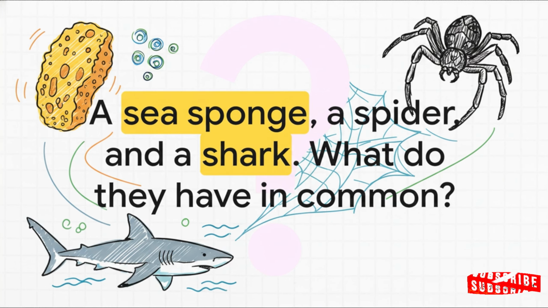You've got the sponge, which is basically just a colony of cells. Then there's the spider, with its creepy, crawly, jointed legs and that hard exoskeleton. And a shark, a super powerful predator. They seem worlds apart, right? But here's the thing. They all belong to one giant family, the animal kingdom.